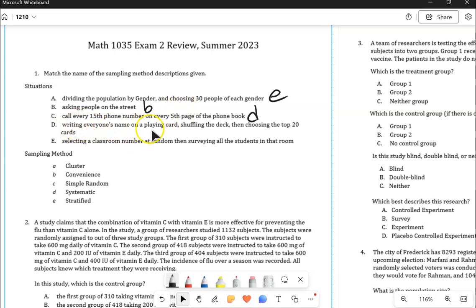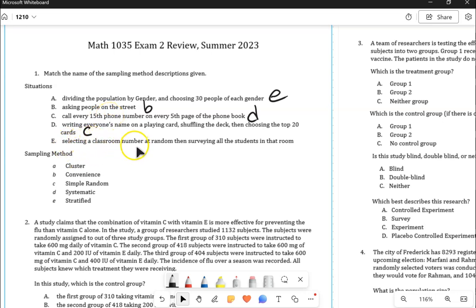Writing everyone's name on a playing card, shuffling the deck, choosing the top 20 cards, that is simple random. That's what we would like all of our sampling methods to be if we could get them. Everyone has an equal chance of being in the list. Whereas with the systematic, if you are the first through the 14th person, or any person on the first 4 pages, you will never be chosen. Therefore, it's not simple random.